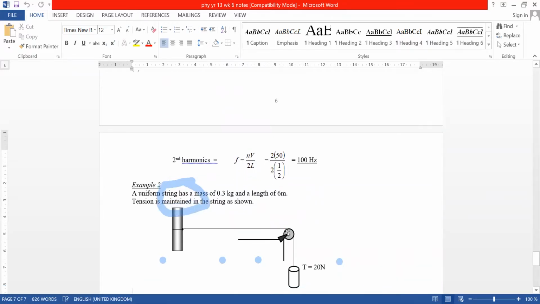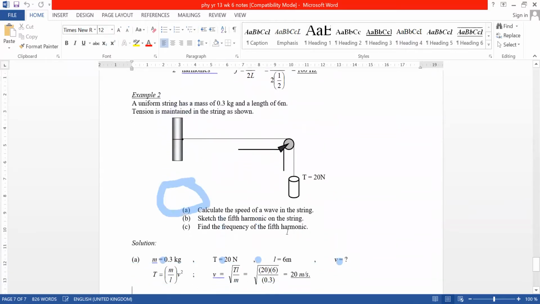So example 2 is there. This is on the second part, where we're talking about tension in the string. A uniform string has a mass of 0.3 kg and length of 6 meters, so that will be used to find mu, and the tension is maintained in the string as shown. There's maybe a 2 kg mass hanging that is causing the tension, that is 20 newtons there.